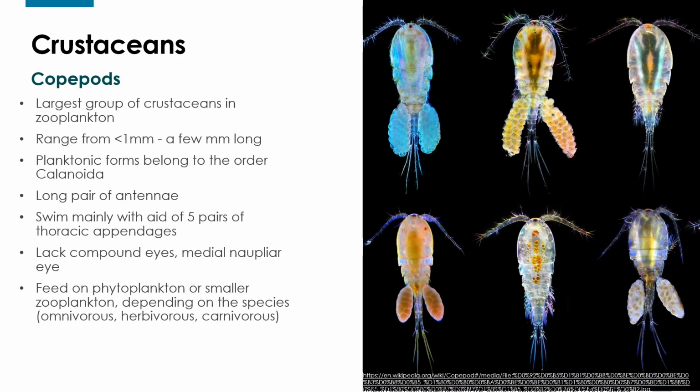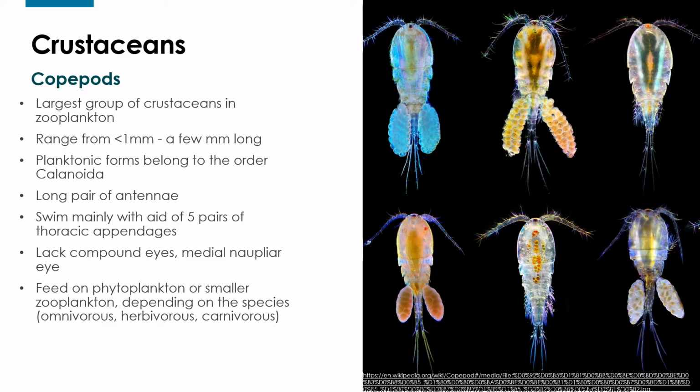Next. One group of crustaceans we'll look at are copepods, and they are the largest group of crustaceans in the zooplankton world, and the range of size is from less than a millimeter to a few millimeters long. Planktonic forms belong to the order Calanoida, which I see very often in the samples that I scan. They have a long pair of antennae, which you can see on the image here, and they're very beautiful. They swim mainly with the aid of five pairs of thoracic appendages, and they lack compound eyes. Instead they have a medial nauplius eye.